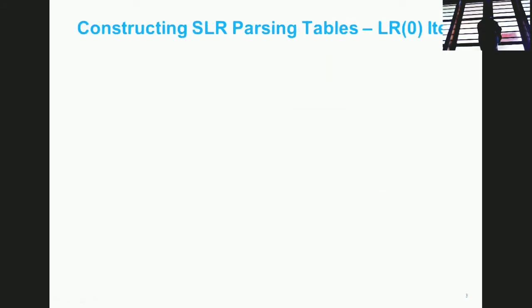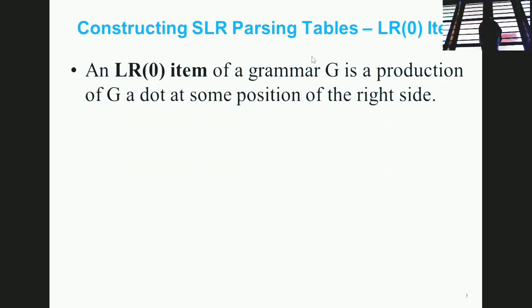So coming to construction of the SLR parsing table, it's also called simple LR parsing. It's also called LR of zero, where the first L stands for reading the input from left to right, R stands for rightmost derivation, and 0 is for looking ahead zero input symbols. So we call it LR of zero items. So what is this LR of zero item?